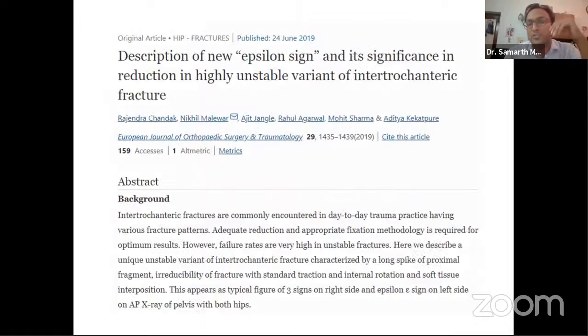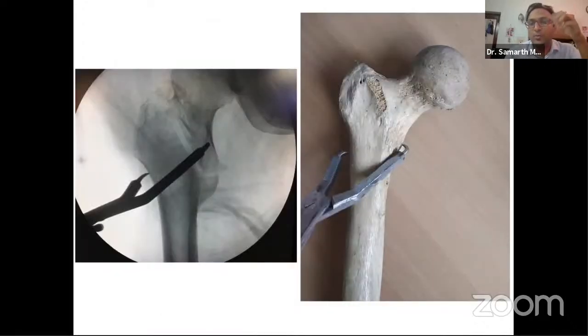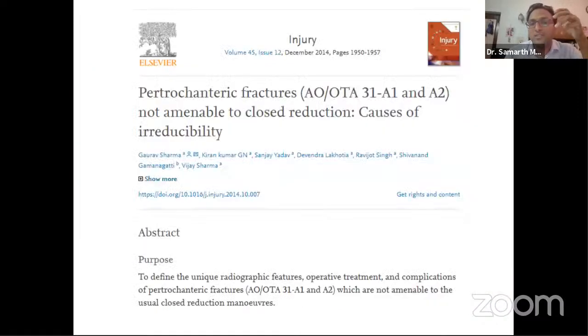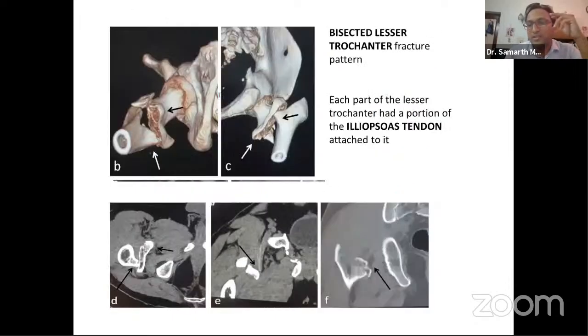And this epsilon sign was described by Dr. Chandak in 2019 in the European Journal of Orthopaedic Surgery and Traumatology, wherein they described that these are fractures that need an open reduction. They look stable, they look easy, but they are very difficult to reduce, and they are best reduced open. However, we had published a similar paper from Trauma Center AIIMS back in 2014 in Injury, wherein we had recognized this fracture type.